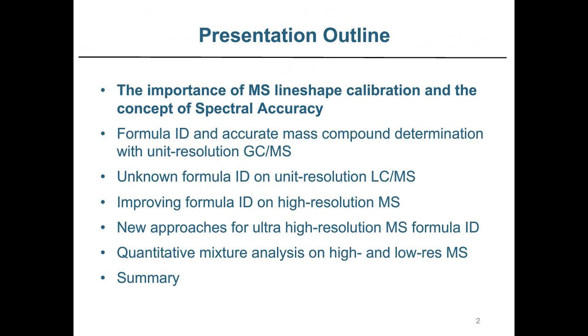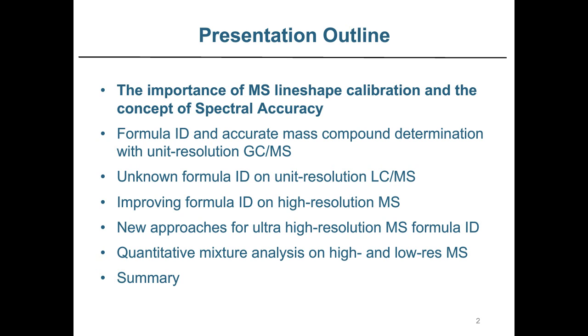This is just a little presentation outline to know what we're going to be covering today. The first thing we're going to talk about is the importance of mass spec line shape calibration and the concept of spectral accuracy. Next we're going to talk about an example of using formula identification and the application of spectral accuracy to compound determination on a unit mass resolution GCMS system.